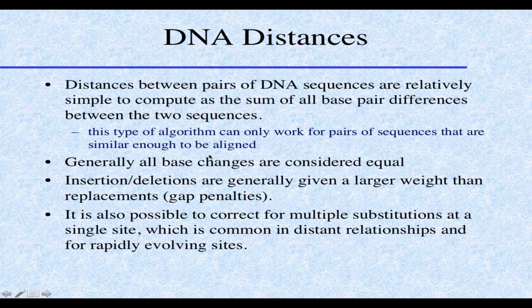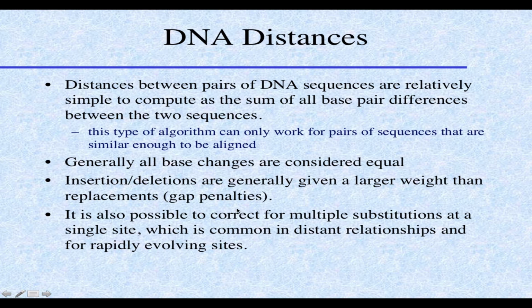Right, it's simple to compute the difference. It's the sum of all the base differences. Obviously, you need a good alignment in order for this to work. If there's big gaps, you have to have a gap counting algorithm, just like BLAST or Smith-Waterman has to. Generally, all base changes are considered equal. You could have a different score for a transition versus a transversion, large side chain of nucleotides versus small ones. It's not often done in this framework. Usually all base changes are considered to be equal. They are events. Something happened. This sequence changed.